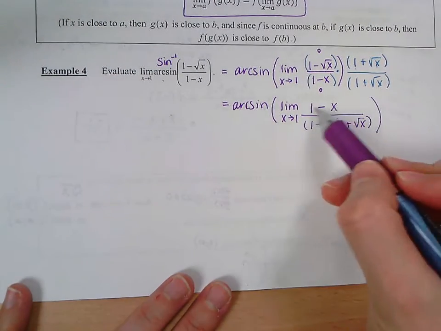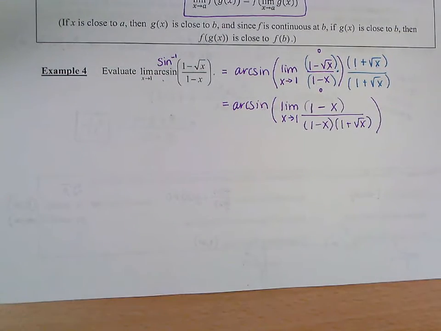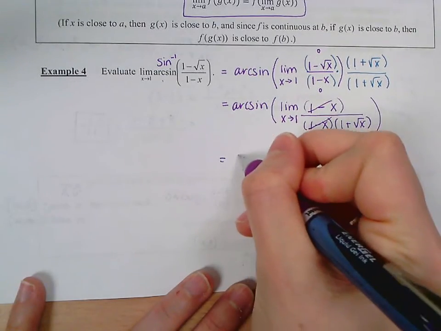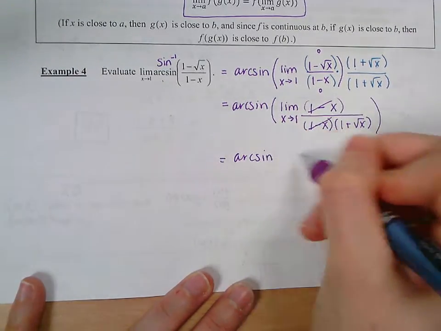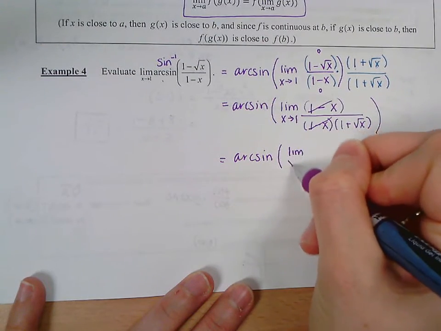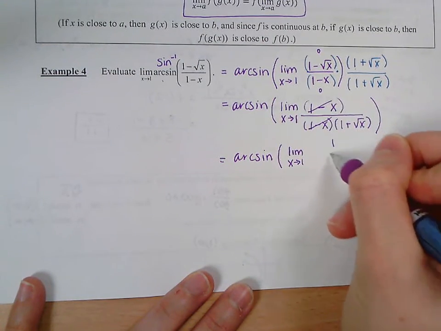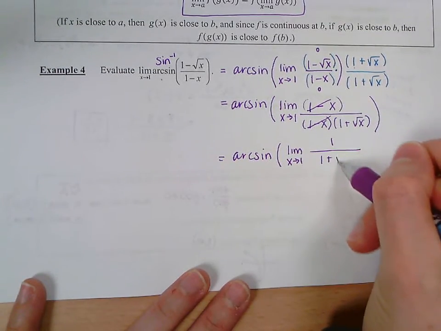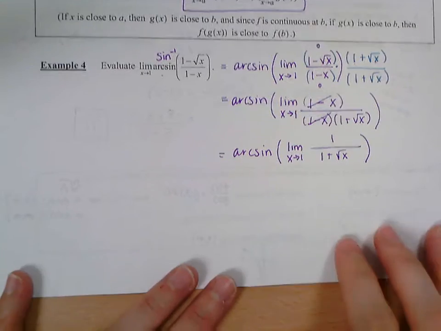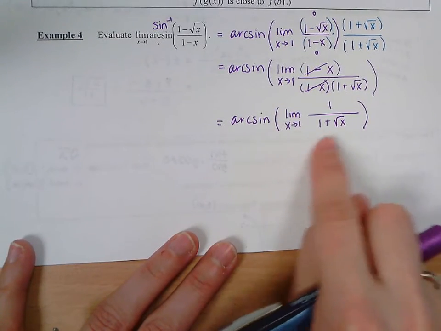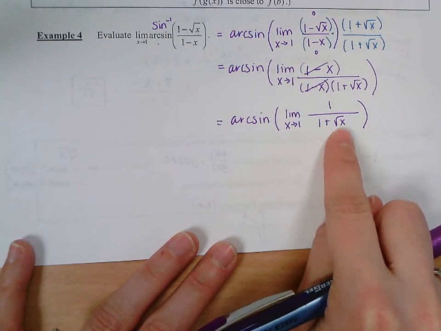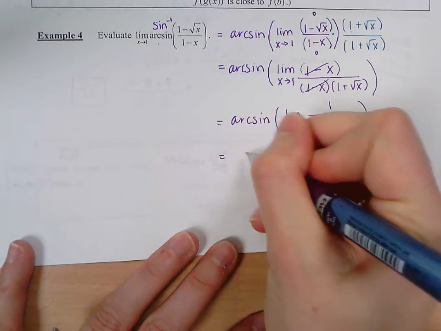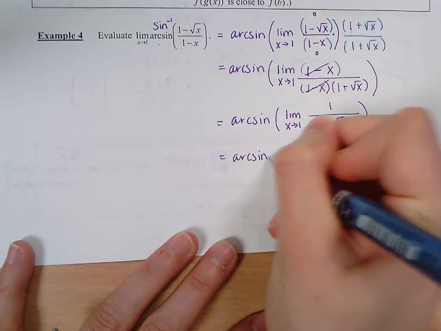And so that 1 minus x on the top is a quantity. I have the same quantity on the bottom, so I can cancel that out. So I have arc sine of the limit as x approaches 1. I still have 1 on top, so that cancels out to just be 1. So I have 1 over 1 plus square root x. And now I can use direct substitution. I have 1 plus square root 1 on the bottom, which is 2. So I end up with arc sine of 1/2.